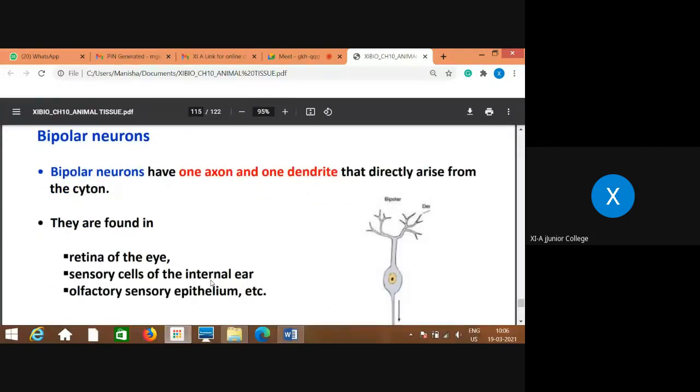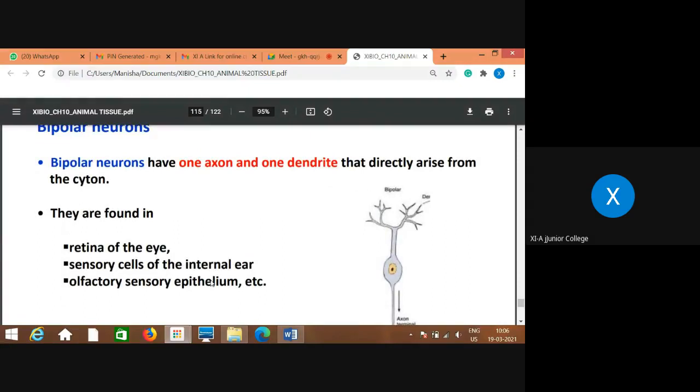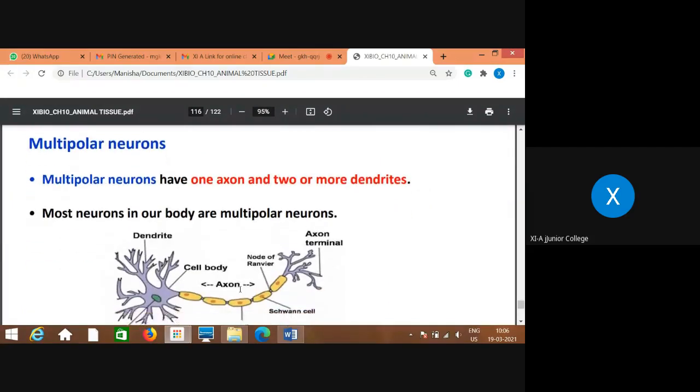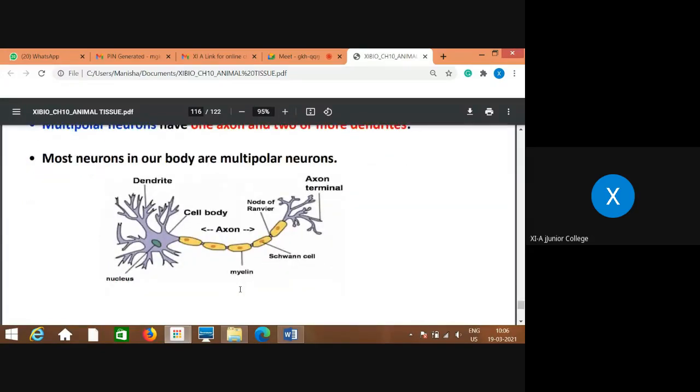Bipolar neurons have one axon and one dendrite. So where are the bipolar neurons found? In the retina of the eye, sensory cells of the internal ear, and olfactory sensory epithelium, related to the eye, ear, and nose, all these sense organs. Then multipolar neurons have one axon and two or more dendrites. Most neurons in the body are of multipolar type.